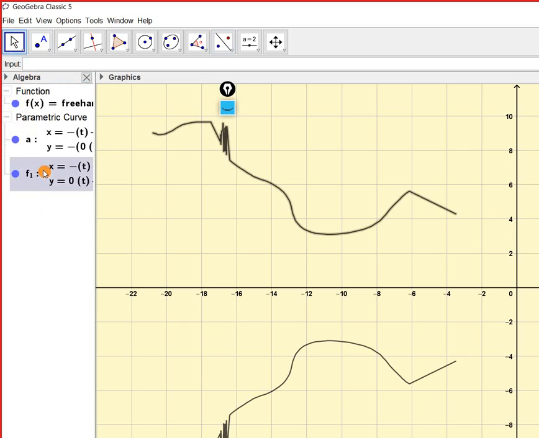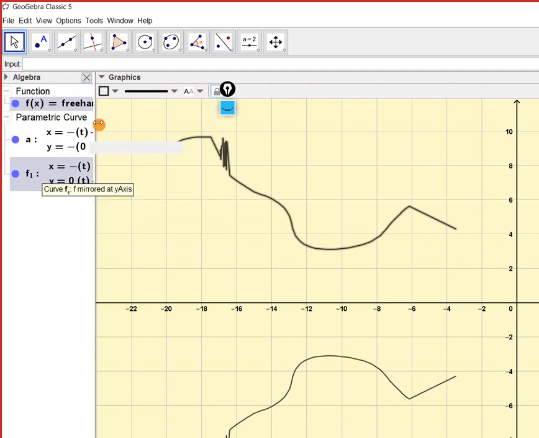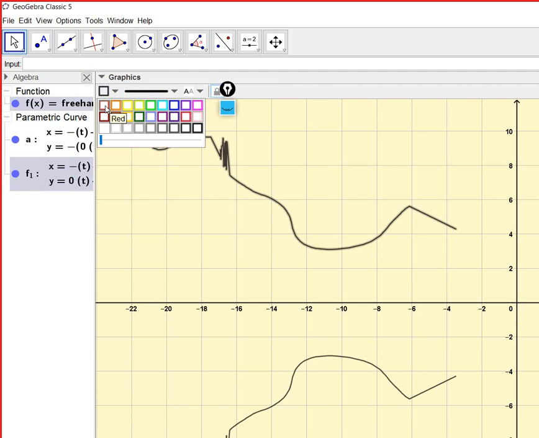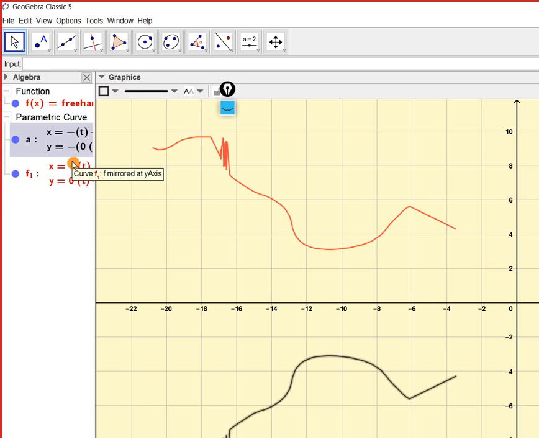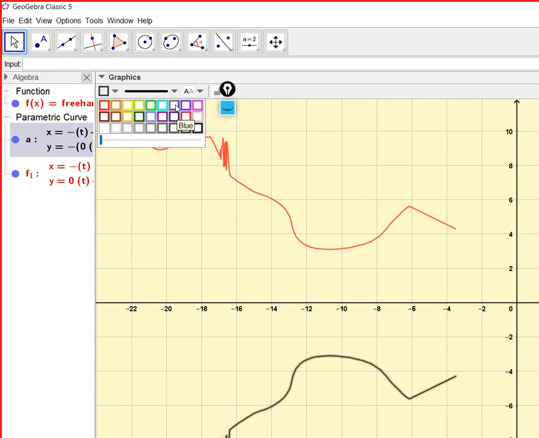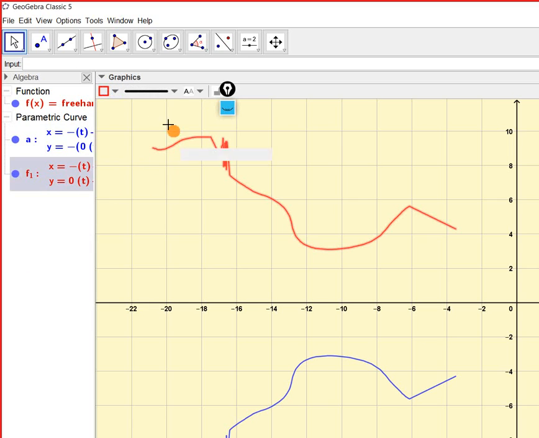Are the original and, oh, that's not the one. Let's make this one blue. Make that one. Let's go back to black. All right, so is there a relationship between the red one and the blue one?